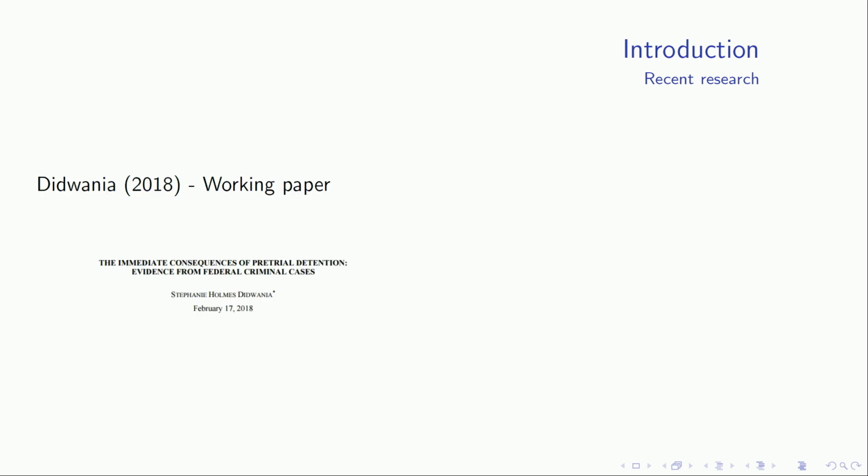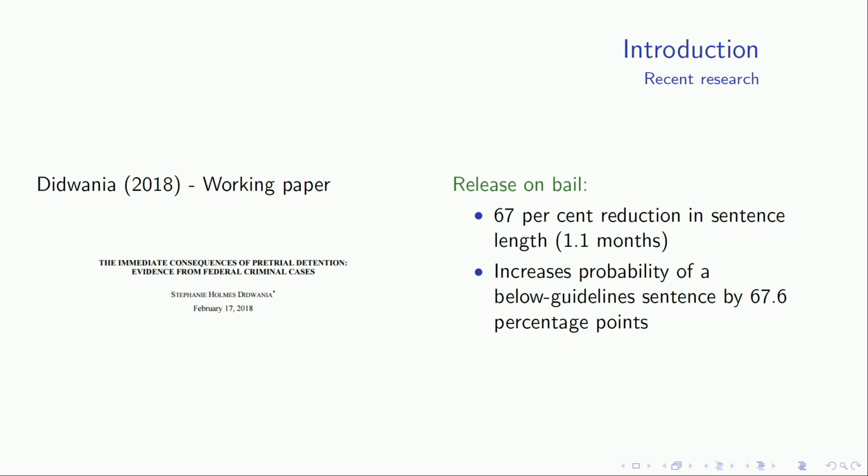Now there's a working paper trying to replicate this approach in the US federal courts. What they find is that release on bail causes a substantial reduction in sentence length, but also increases the likelihood that someone will receive a below guideline sentence, just a sentence shorter than what is recommended. It's fairly large, because I believe the federal courts in the US are quite punitive, but I'm not sure. So basically, I'm trying to replicate what these papers did.